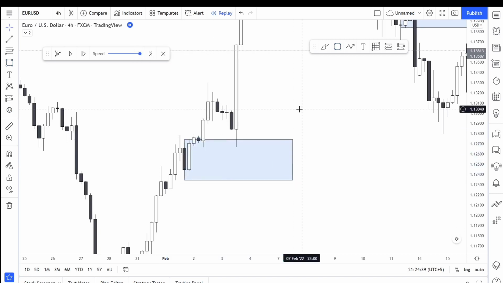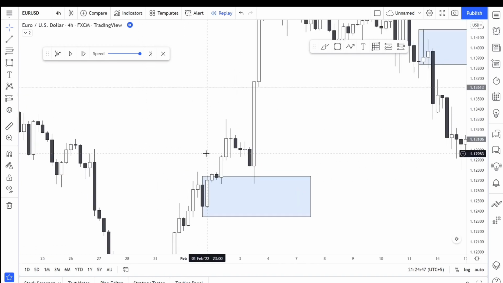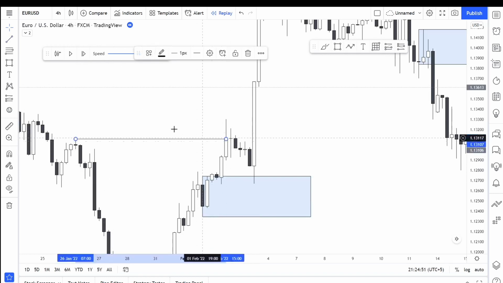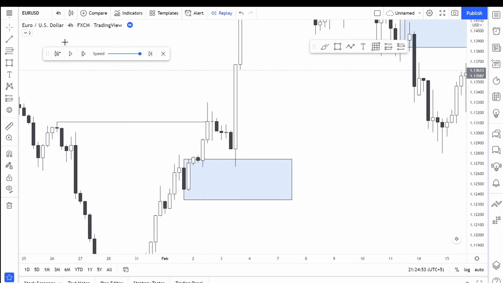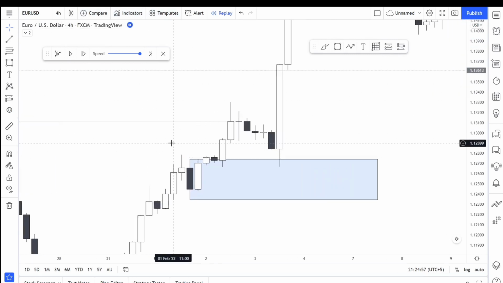Actually, even you don't have to go to a lower time frame. Over here, you can see the price perfectly reacted from this black candle, the last candle before the price broke this structure to the upside. And if you ask yourself why, this is for the hourly time frame, actually.